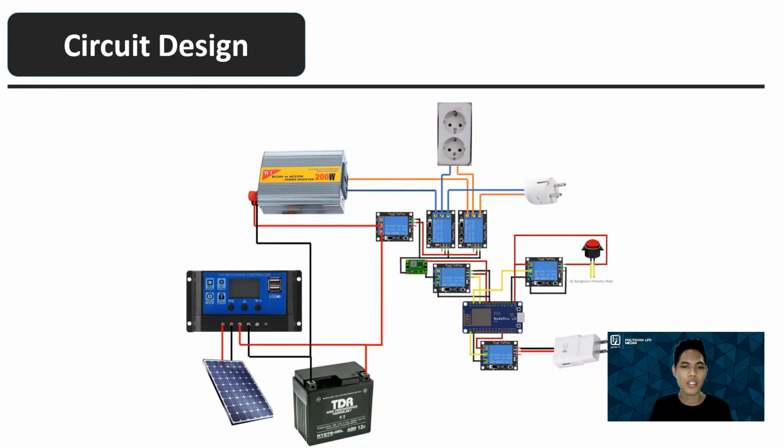Also this is the inverter that will be used to convert this battery from 12 volt to 220 volt, and the current will be converted from direct current to alternating current. Why? Because some electronic devices use 220 volt and alternating current. And also this is the solar charge controller and the solar panel.